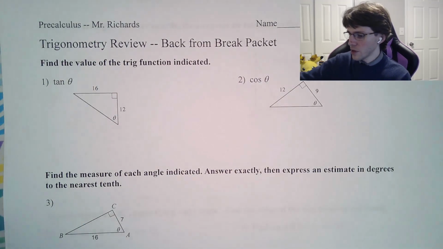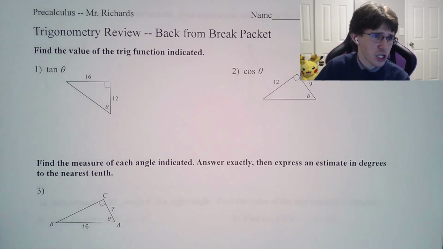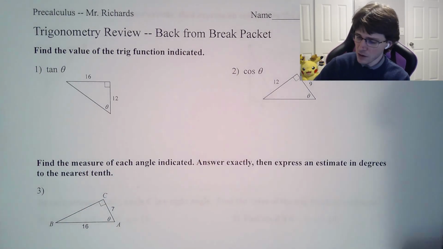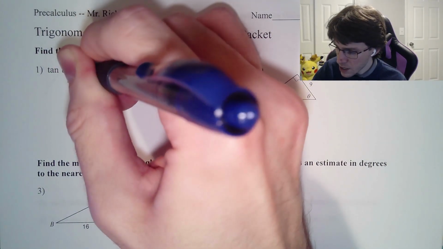So here we go for the actual problems. Here we go, trig review back from break packet. Find the value of the trig function indicated. It wants us to find the tangent of theta, SOHCAHTOA. This is going to be the opposite over the adjacent.